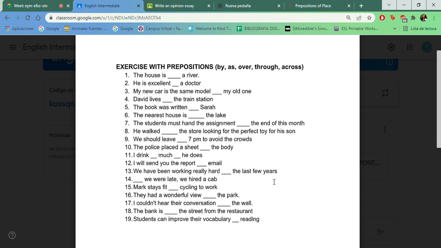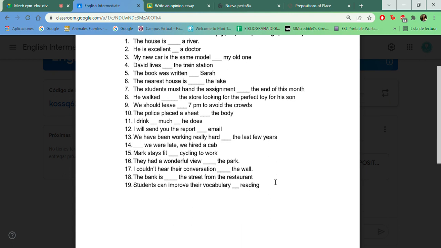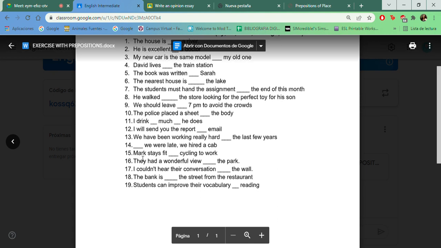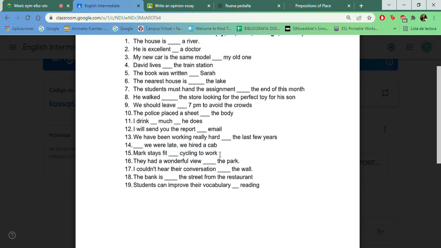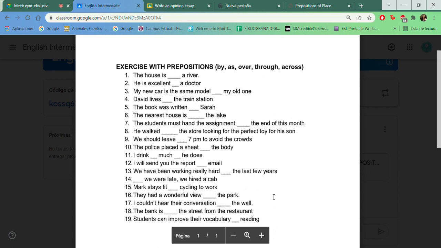In this case, to explain reason or cause, we use because. Remember, from linking: because we were late, we hired a cab. Mark stays fit. Remember when we explained how they do something? Cycling to work. Very good.